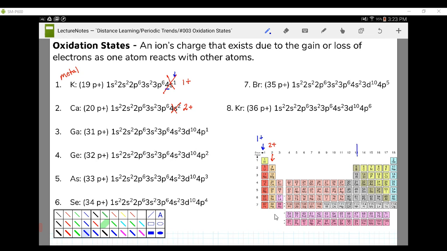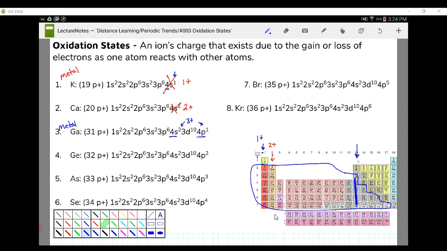Jumping all the way across to group 13 with gallium, looking at the highest energy level, energy level 4, we see that it has 3 valence electrons. And being that gallium is a metal, as indicated by this section here, all of these elements are metals. It's going to lose its valence electrons, which means it's going to get a +3 charge. So all of the metals in this column will get a +3 charge.